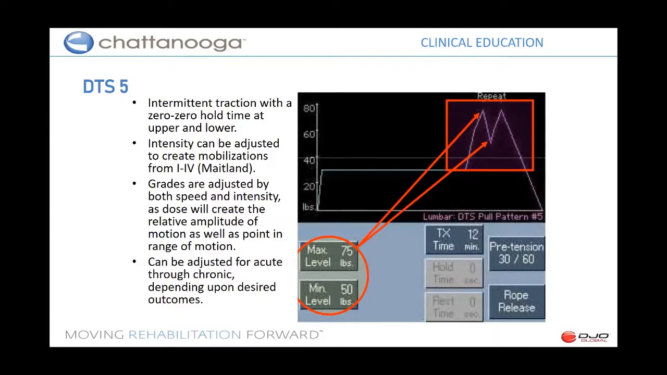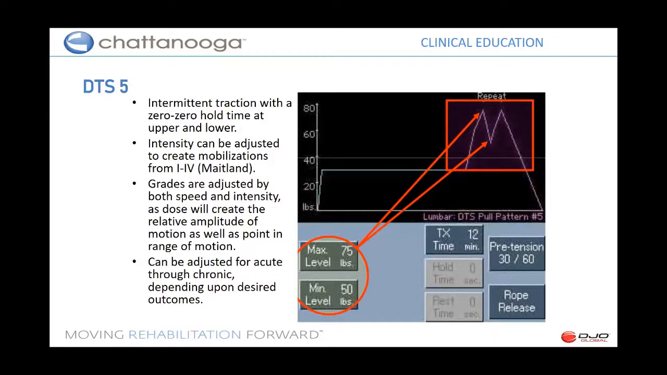So I put her on this mobilization pattern because it was awesome. That's all we needed to do. And you know what? I wasn't going to stand there and yank on her head for 10 or 15 minutes. So I would always do manipulation following these particular procedures.